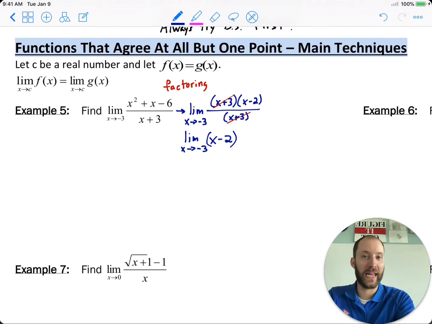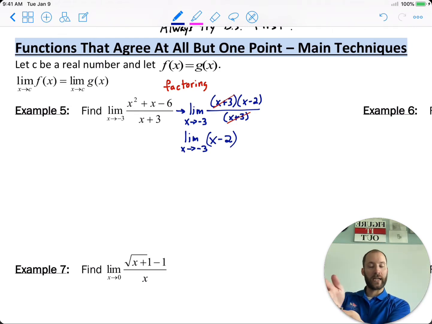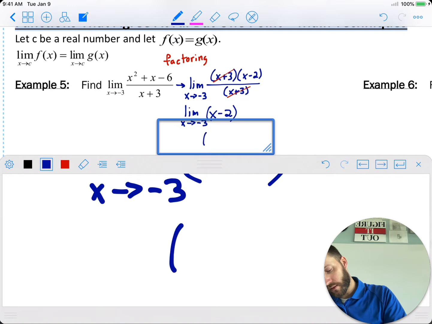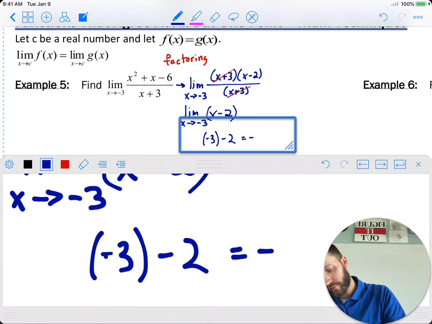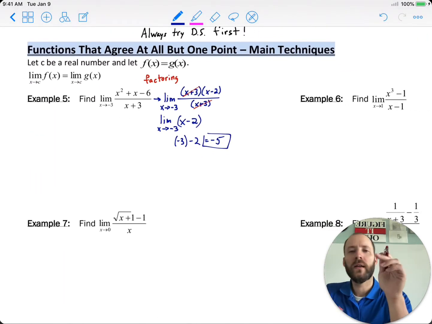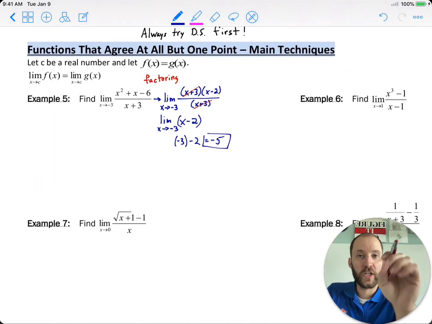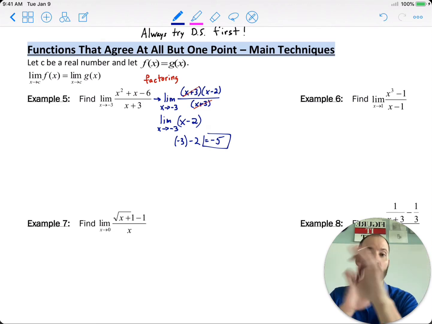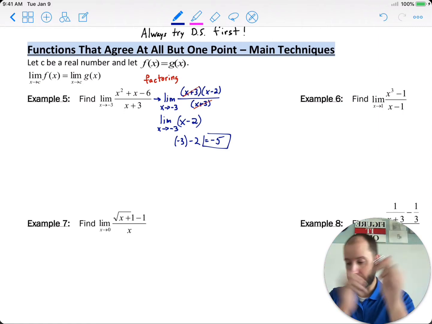Now your remaining factor is a linear function, x minus 2. Linears are well behaved, so you can cycle back to direct substitution. So -3 minus 2, you get -5. So, does the function exist at -3? No, it does not.